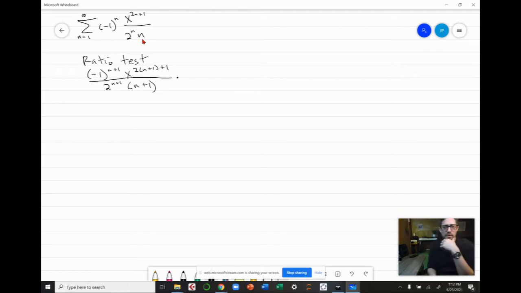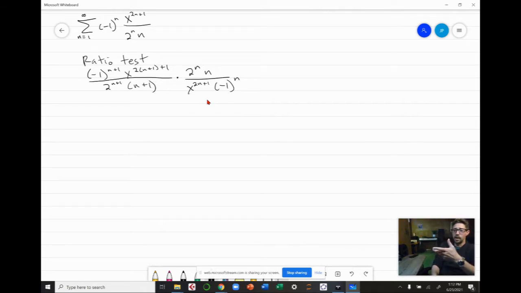So you know that dividing by a fraction is the same as multiplying by the reciprocal. So it always turns into this. So then it's going to be 2^n times n over x^(2n+1) times (-1)^n. So the second term in the ratio test is always just the original expression flipped upside down.